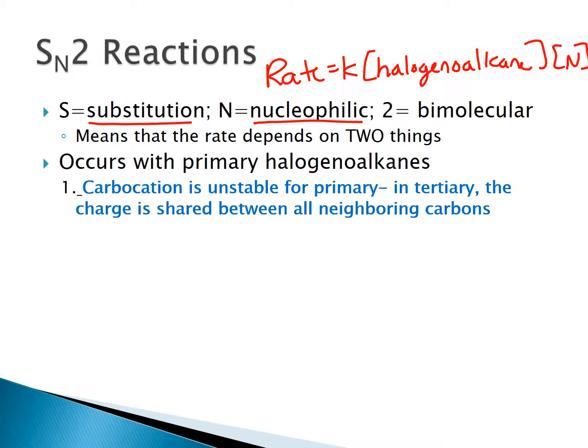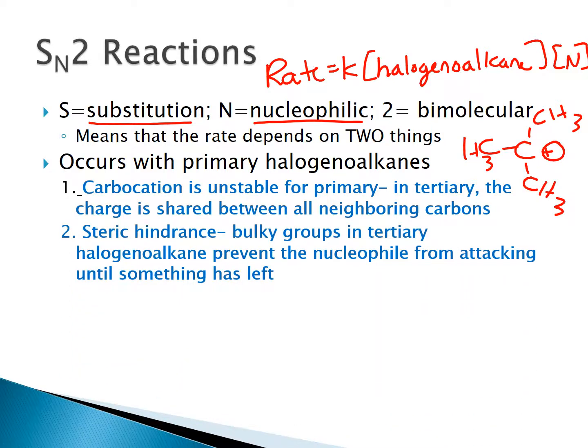The first reason is that in a primary halogenoalkane, the carbocation is not stable. So in the tertiary halogenoalkane, like the one we just saw, that positive charge is actually shared between all of those carbon atoms. So it's distributed between the neighboring carbons, which stabilizes it a little bit. Additionally, in a tertiary halogenoalkane, these bulky methyl groups create steric hindrance. So they are blocking the carbon from being attacked by the nucleophile until something's left. So with a tertiary, the leaving group has to leave before the nucleophile can even attack.